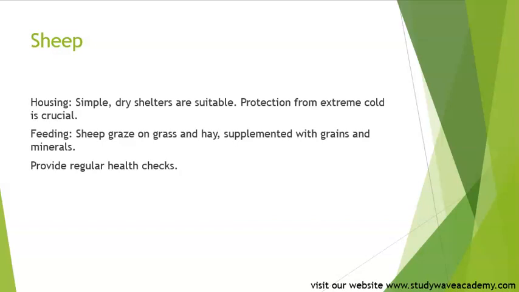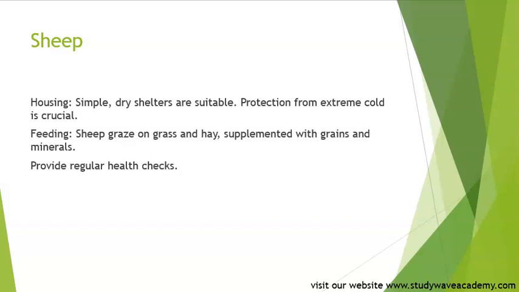Provide regular health checks. Regularly check the health of the sheep. Look for signs of illness and consult a doctor if it's needed. Sheep need to be sheared to remove their wool, usually once a year, to keep them comfortable and prevent overheating. Implement a deworming schedule to protect sheep from internal parasites. Ensure the land is enclosed with suitable fencing to keep the sheep safe and prevent them from wandering. So these are the proper ways to take care of sheep. Okay?